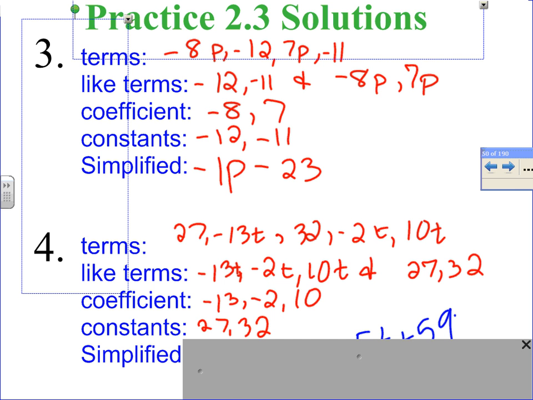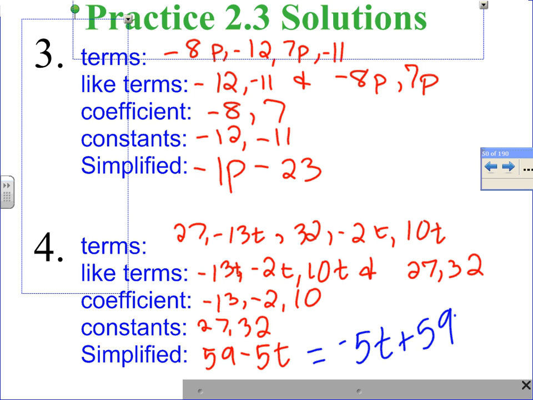I'm not sure, but I'm pretty sure it's negative 5 plus negative 5t. Should be negative 5t plus something. Do you have that or no? Okay. So we just need to add to that, Alyssa. Good. So 59 minus 5t, or you could have negative 5t plus 59. Either way is fine.